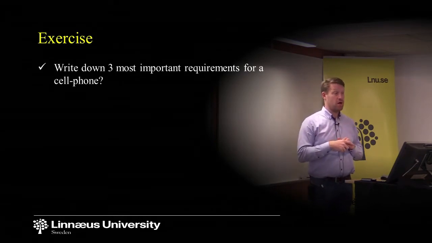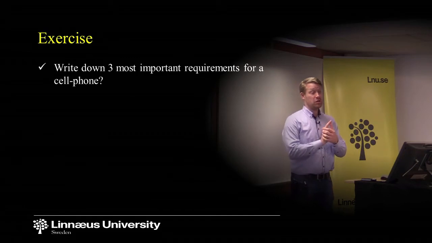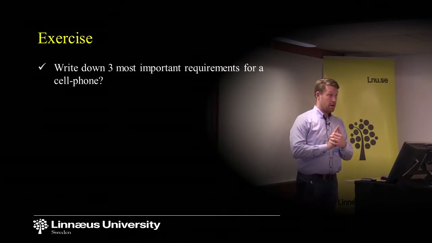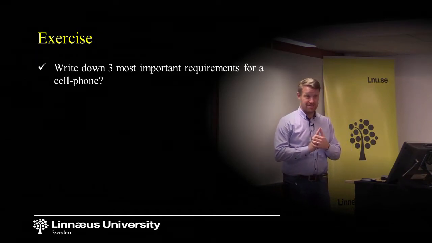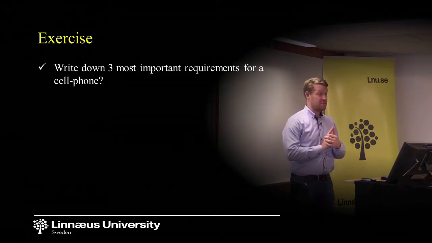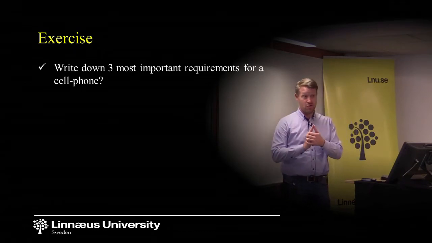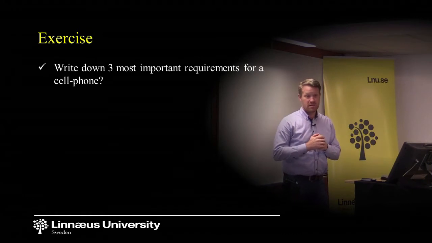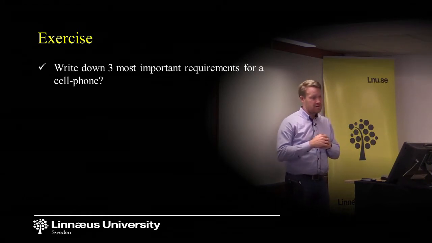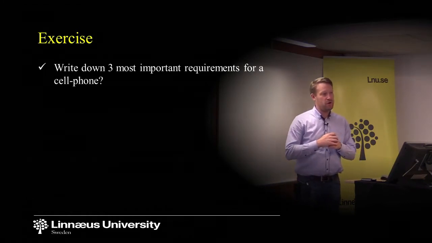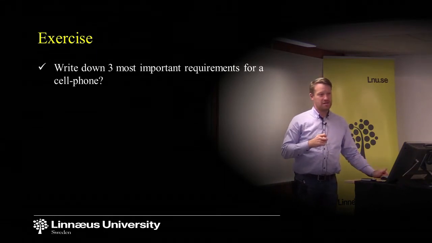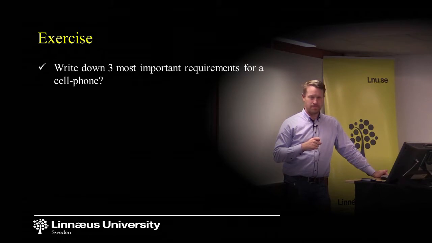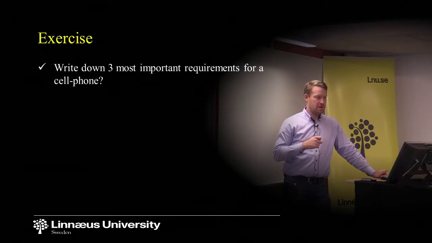And we should have asked around more, of course. But I was actually surprised that the first one we got was to make a call. Usually, we never get that. So I was a bit afraid that the second most important requirement would have been to receive a call. But now, it seems like at least the guys in the room here prefer cell phones where they can call, send text, and have internet. Not receiving calls.